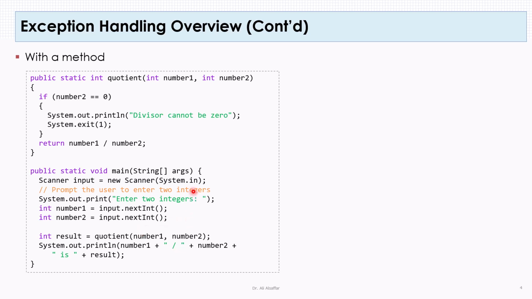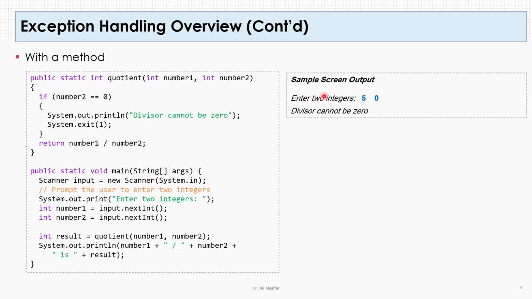Also, how do we make the quotient method return back to the main method, which is the caller, and make the main method handle the exception instead of terminating the program? This can be done by making the quotient method throw the exception and making the caller, which is the main method, handle this exception. Here is a sample of the input-output screen.